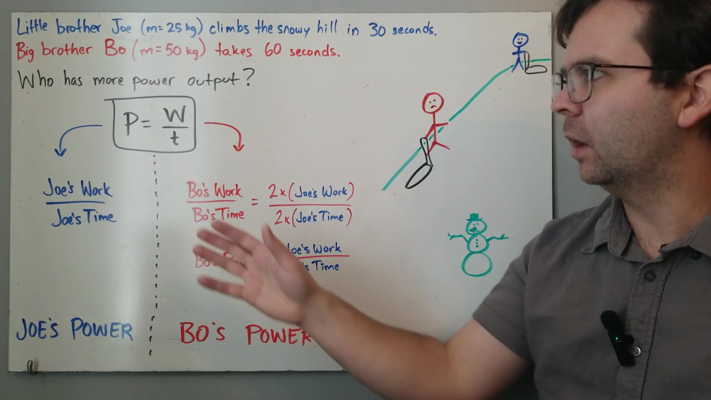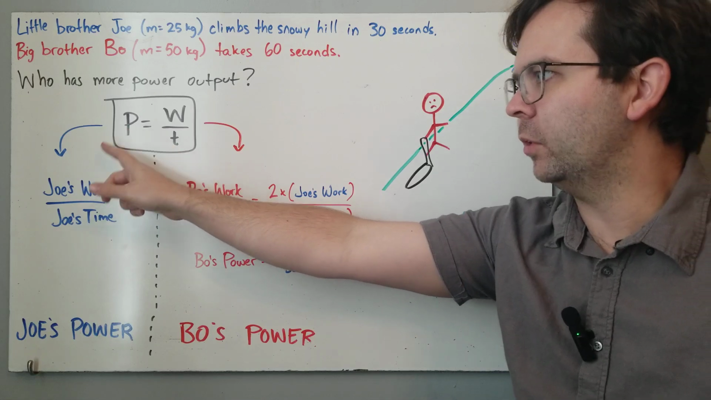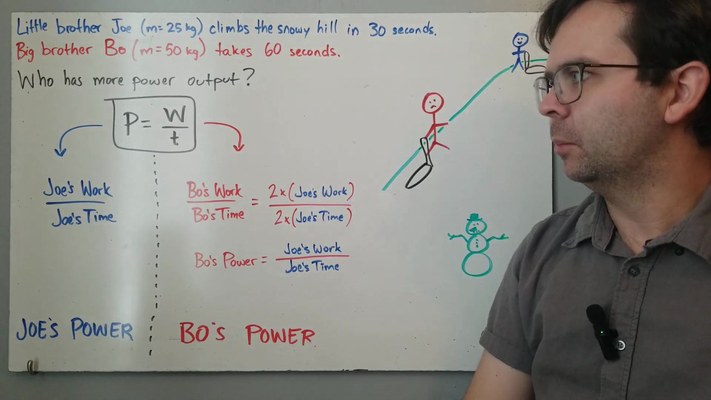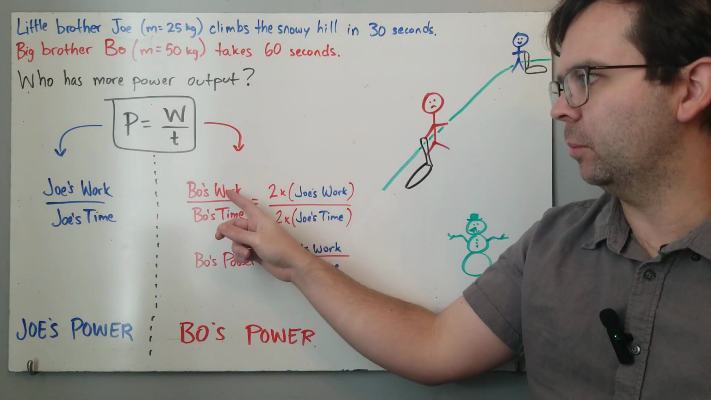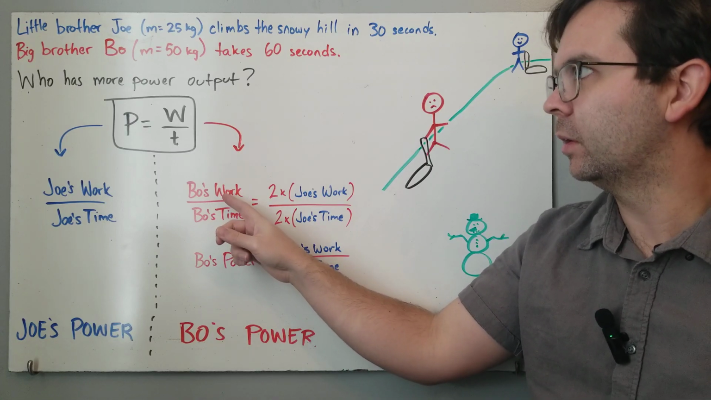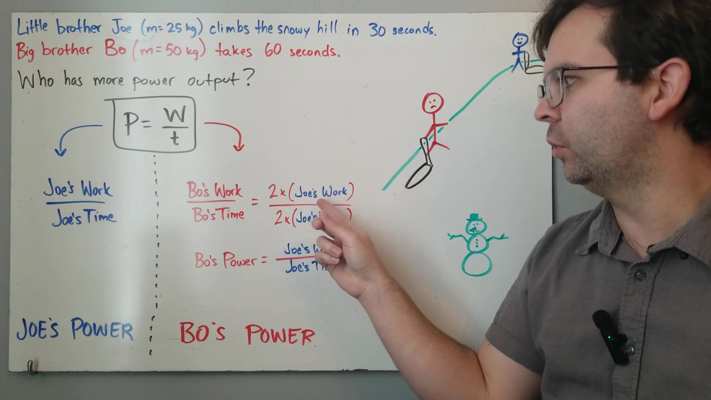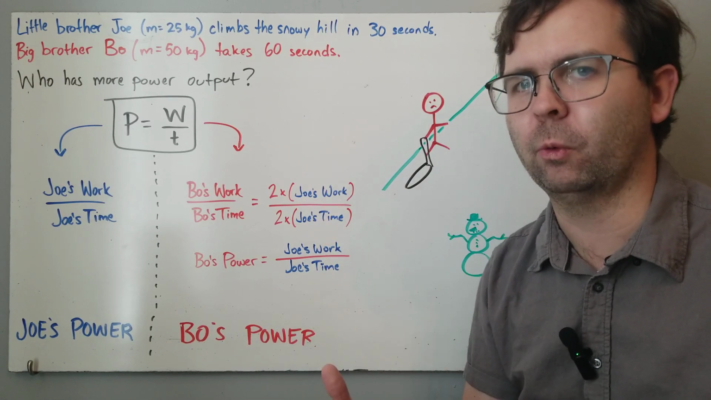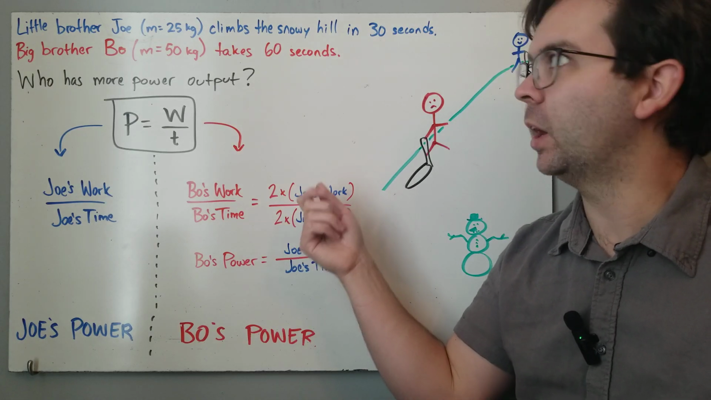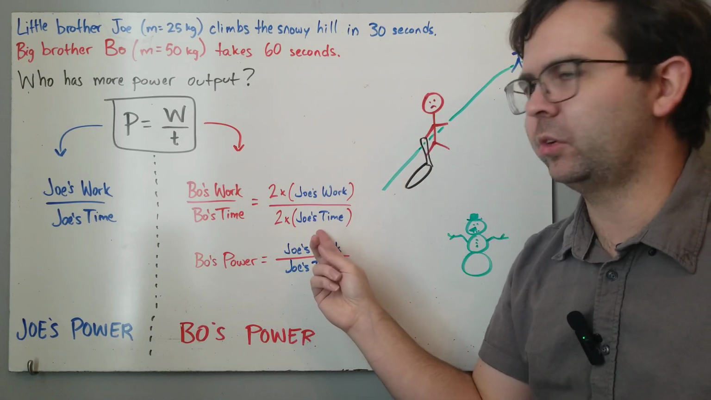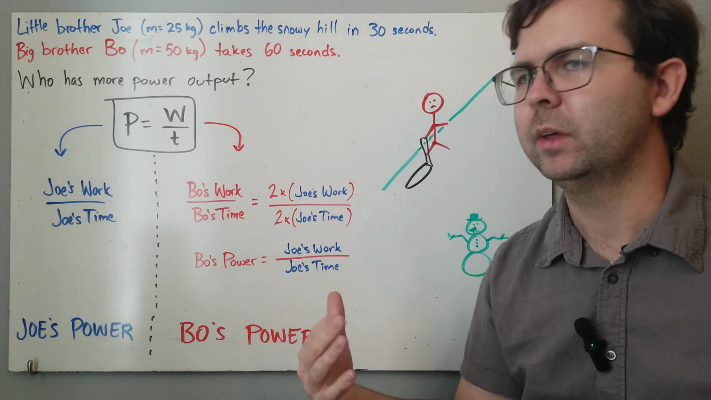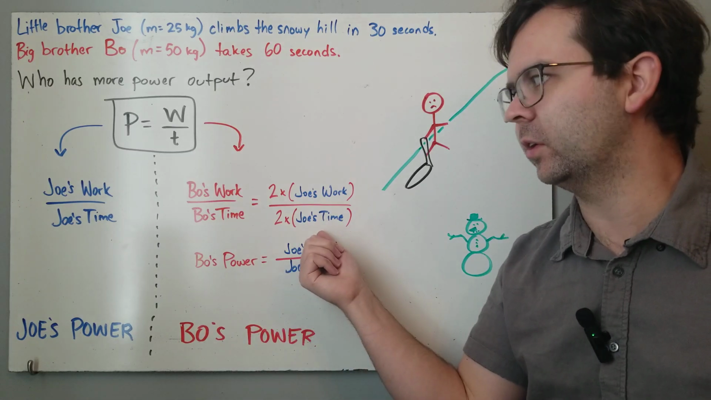So if you look at the power equation for each of them, let's start with Joe's power. Joe's power is going to be Joe's work divided by Joe's time. But Bo's power is going to be Bo's work divided by Bo's time. But if you remember, Bo's work, because he's twice as heavy, is going to be 2 times Joe's work. It's going to take him twice as much force to lift him up that hill. So twice as much work, but at the same time, Bo's time is twice as much as Joe's time too. So even though he is heavier, it's going to take more work to lift him up to the top of the hill. He doesn't do it as quickly, so it takes twice as long to do it.